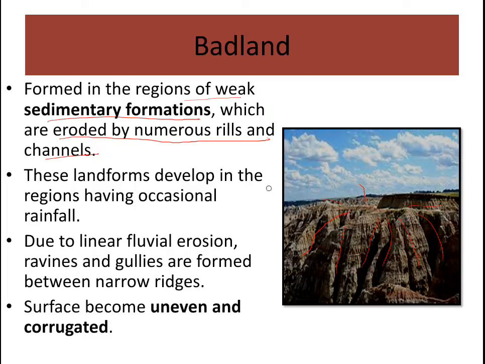So these landforms develop in the regions having occasional rainfall, and due to linear fluvial erosion, ravines and gullies are formed between narrow ridges. So this kind of landform is formed. It will have ravines and gullies, and the surface becomes uneven and corrugated.